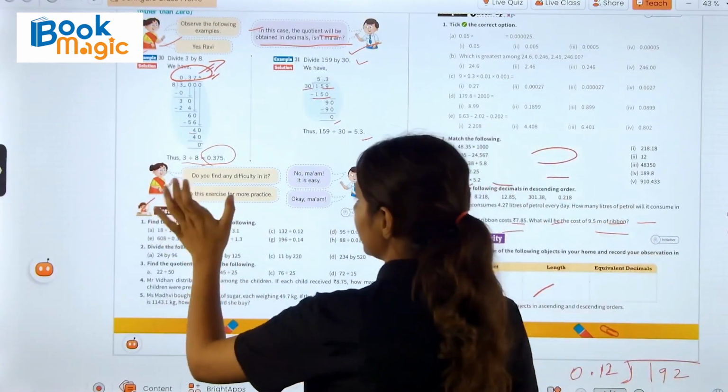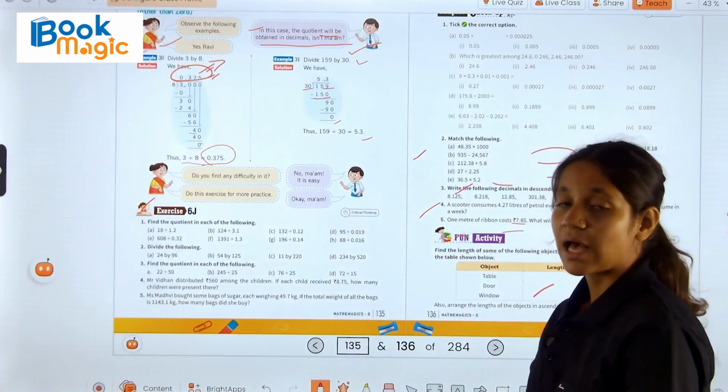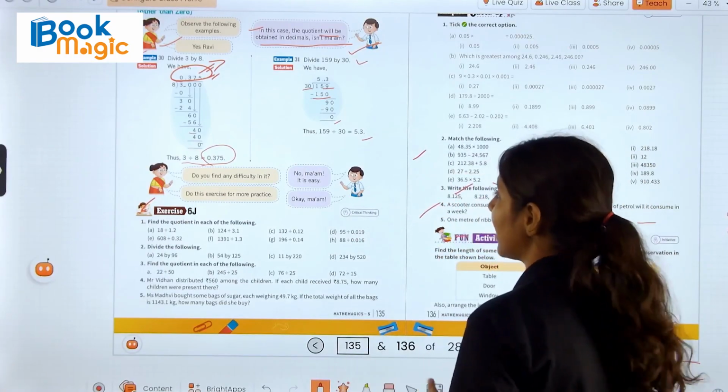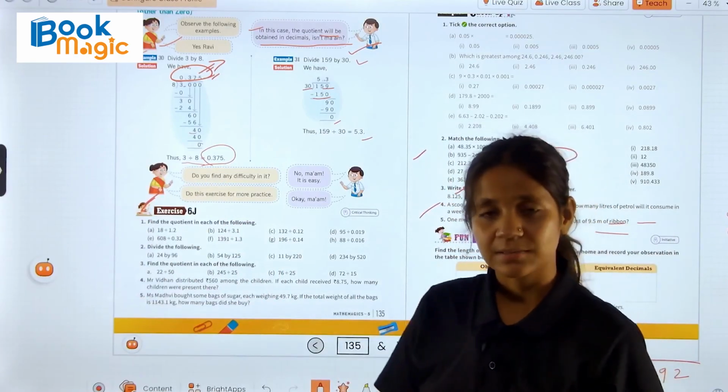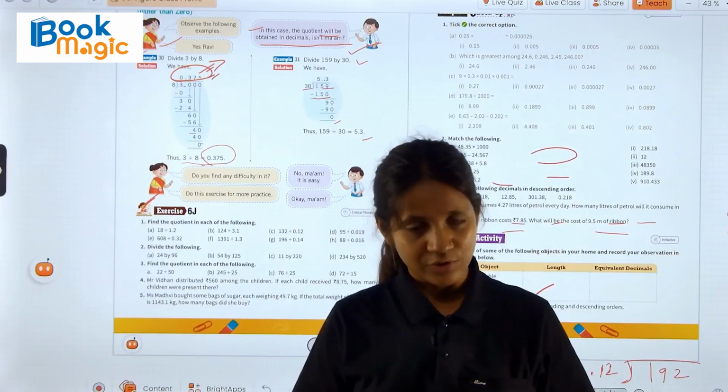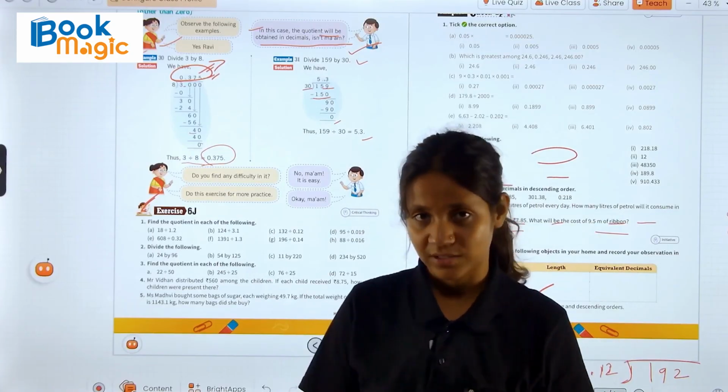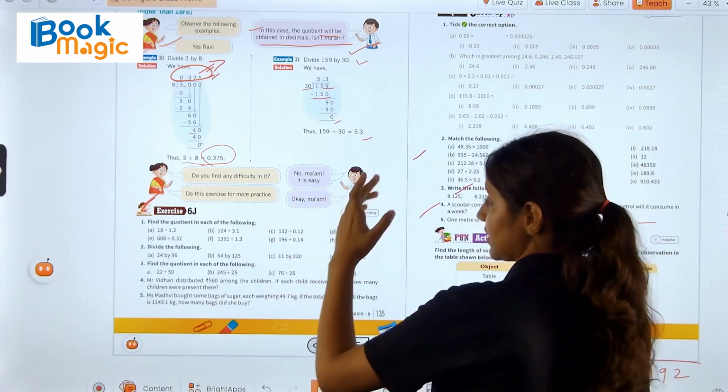Then teacher said, do you find any difficulty in it? Did you face any trouble in this? Student replied, no ma'am, it is easy. Then teacher said, do this exercise for more practice. Do this exercise for practice. We all know practice makes a man perfect. Now, student said, okay ma'am.